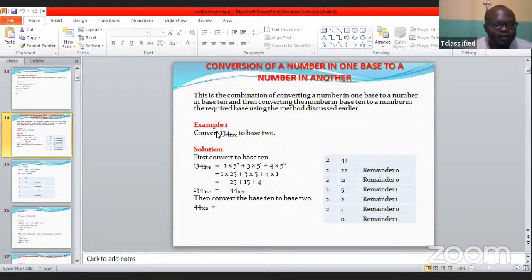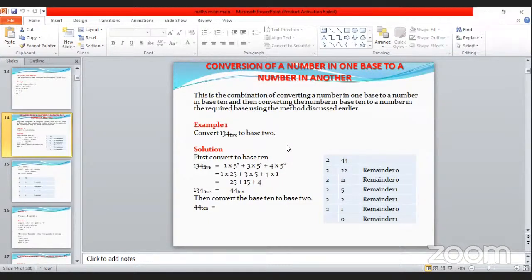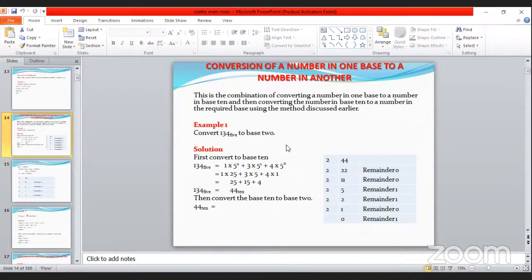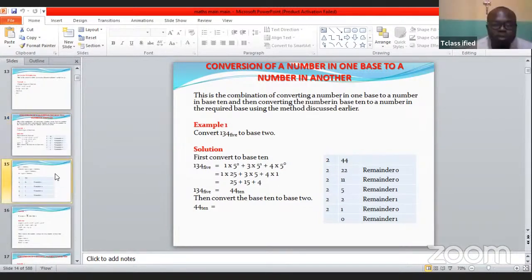Oluseyi, can you explain to me how to convert 134 base 5 to a number in base 2? First of all, you have to convert it to base 10 by using repeated multiplication. Then when you are done with that, use repeated division to convert from base 10 to the base they are looking for, which is base 2.